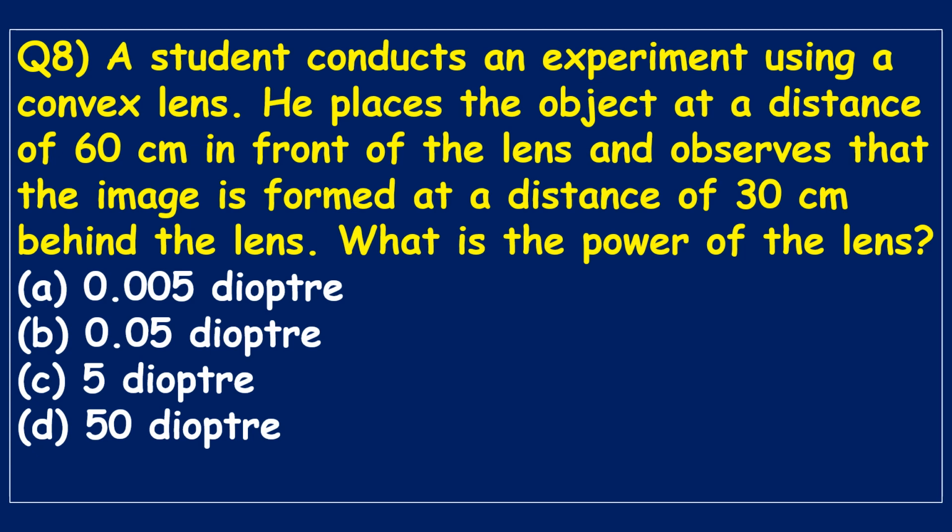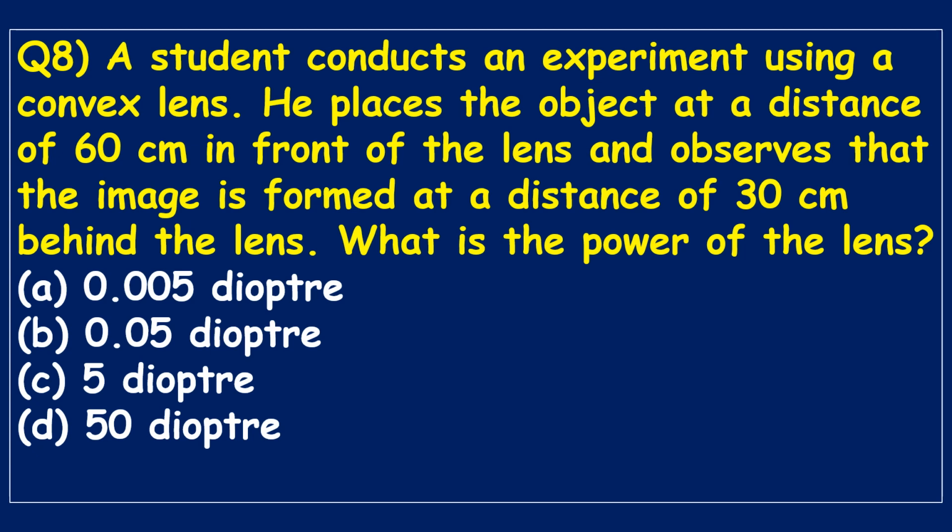A student conducts an experiment using a convex lens. He places the object at a distance of 60 centimeters in front of the lens and observes that the image is formed at a distance of 30 centimeters behind the lens. What is the power of the lens here? The options are: option A, 0.005 diopter; option B, 0.05 diopter; option C, 5 diopters; and option D, 50 diopters.